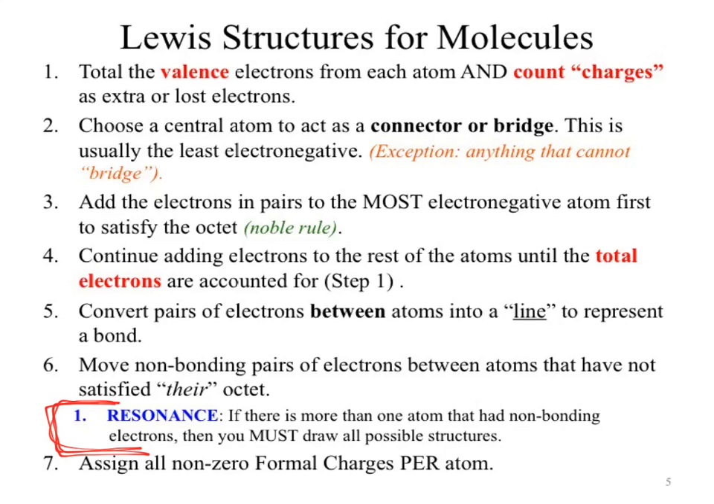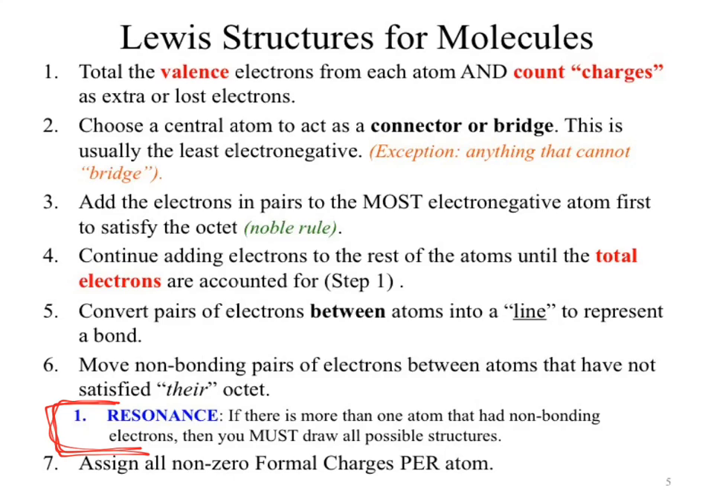The next part is choosing a central atom. That central atom will act as a connector or bridge, which means there are some atoms that just don't do a good job of doing that. Hydrogen is a very characteristic one. Hydrogen will never be a central atom because it cannot bridge two other atoms. Okay? It can only form one bond. Typically, your halogens will only form one bond. Typically. They can be forced to make other bonds. Okay? But our rule still holds. Our central atom will usually be the least electronegative. Okay? Again, usually.